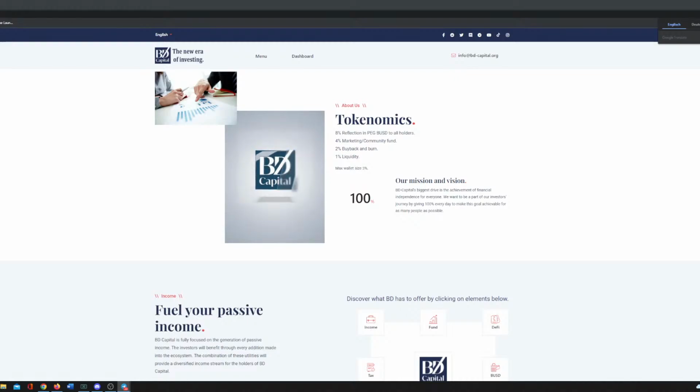Or not in total, but a flat tax of 15%. This means 15% buy, 15% sell. And this splits up into 8% reflection in PEG BUSD. So basically this is what you are rewarded with simply by holding the token in your wallet. You don't need to do anything for it. You will receive it automatically.